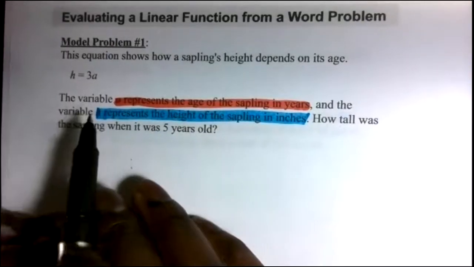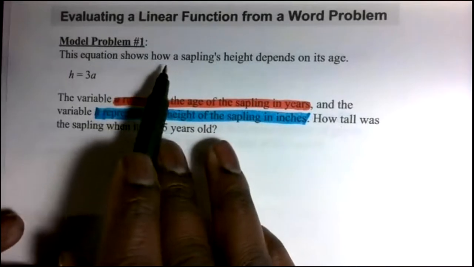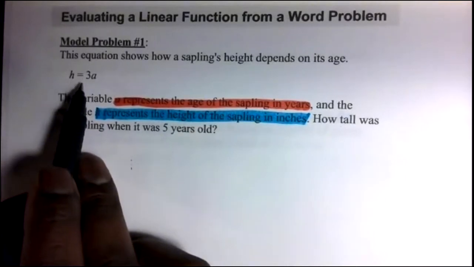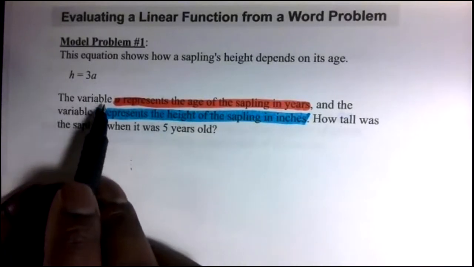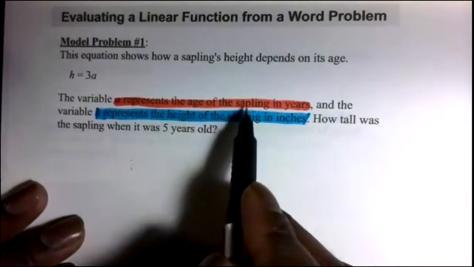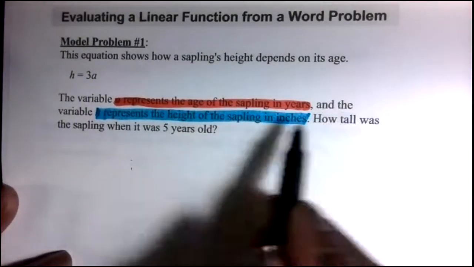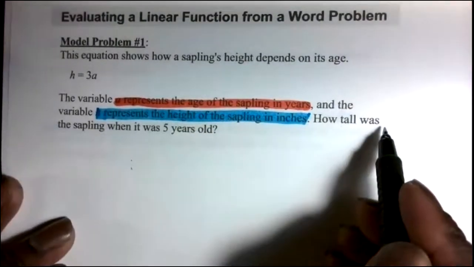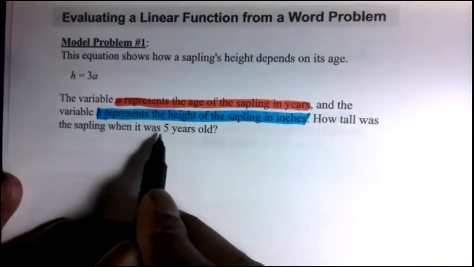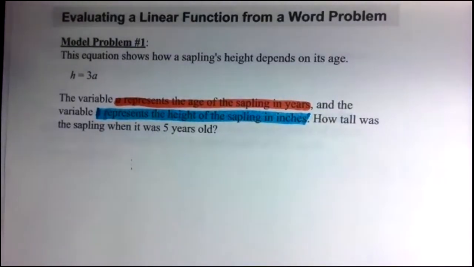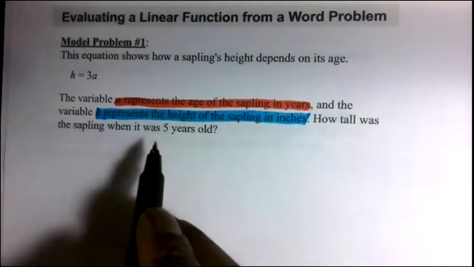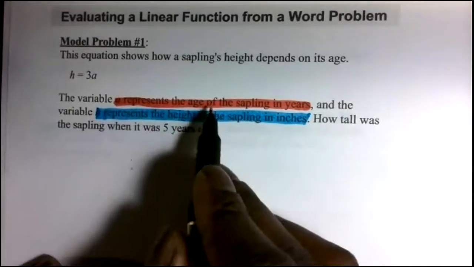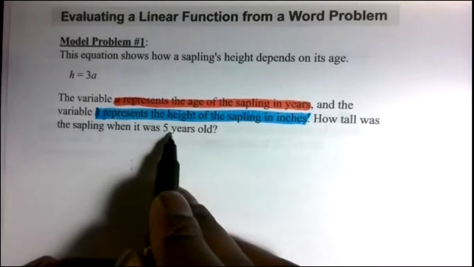It says, this equation shows how a sapling's height depends on its age. h equals 3a, where the variable a represents the age of the sapling in years, and the variable h represents the height of the sapling in inches. How tall was the sapling when it was 5 years old? So 5 years old represents years. A represents the age, so I have 5 years.